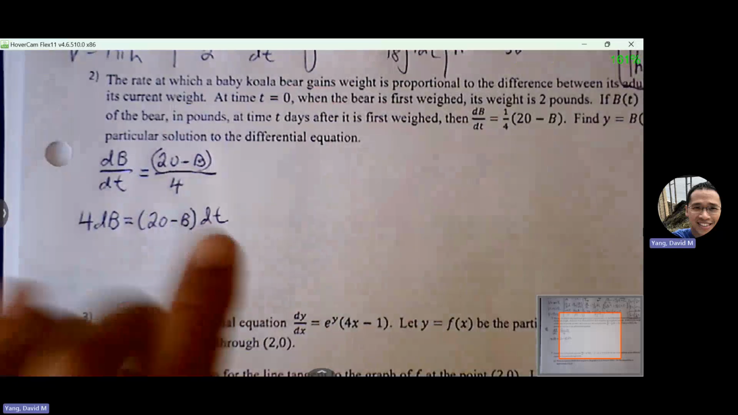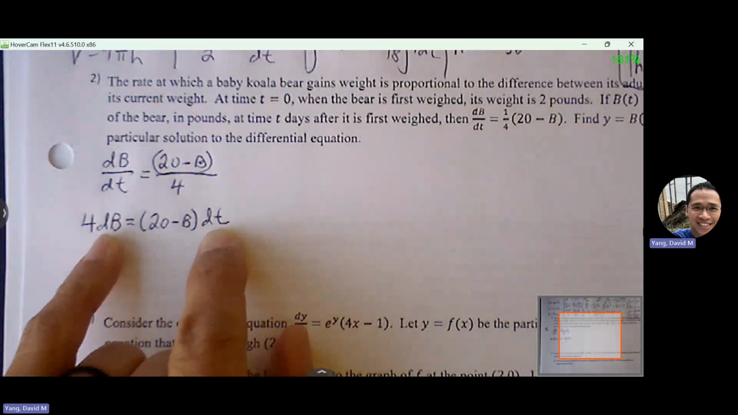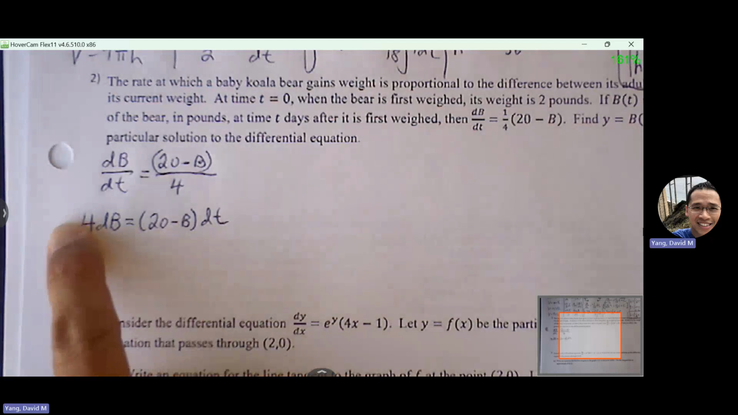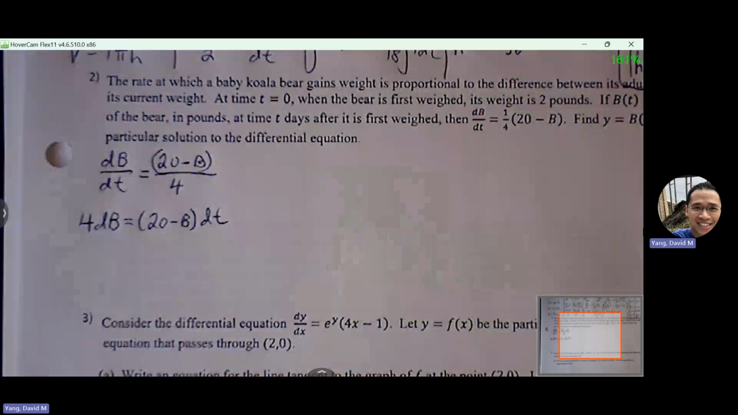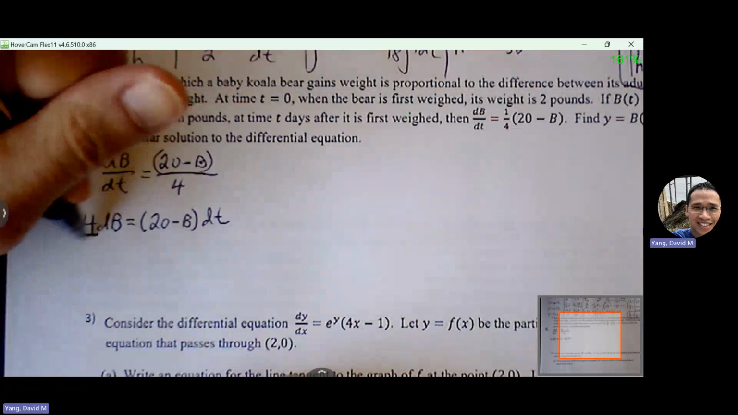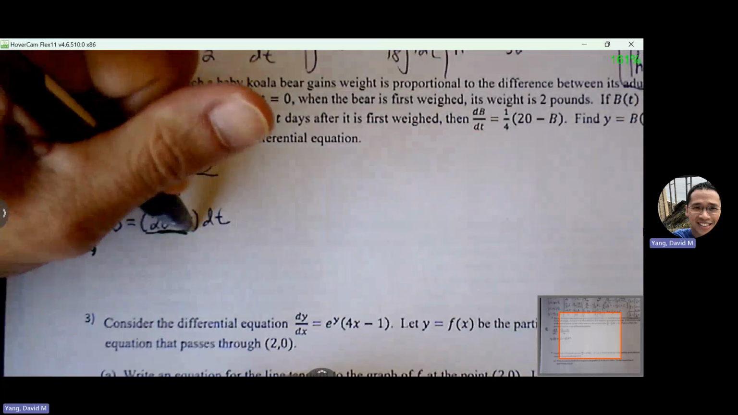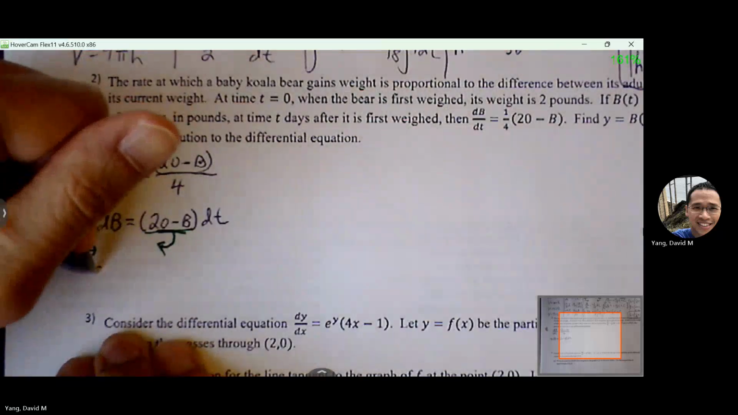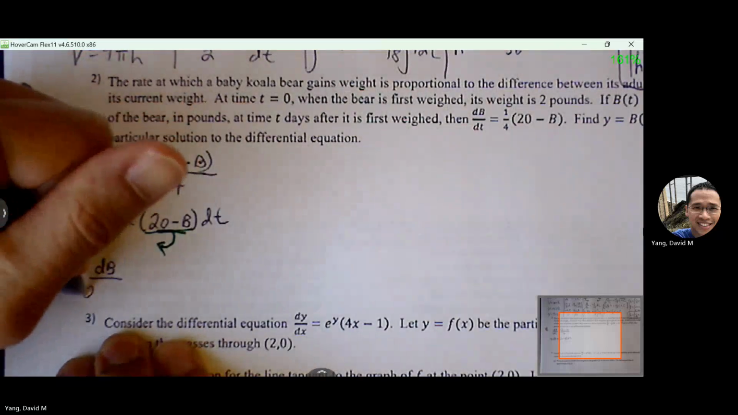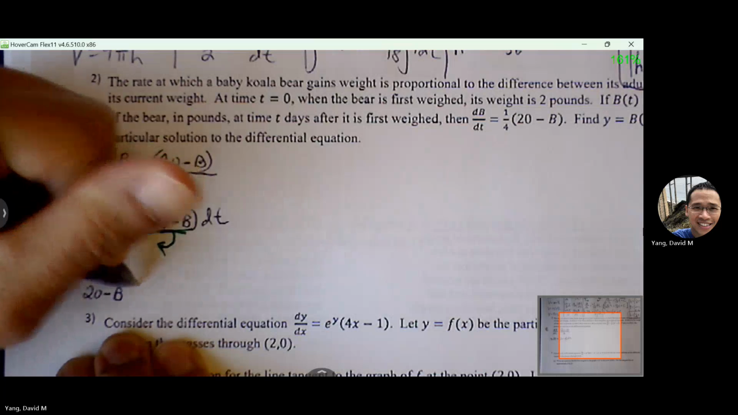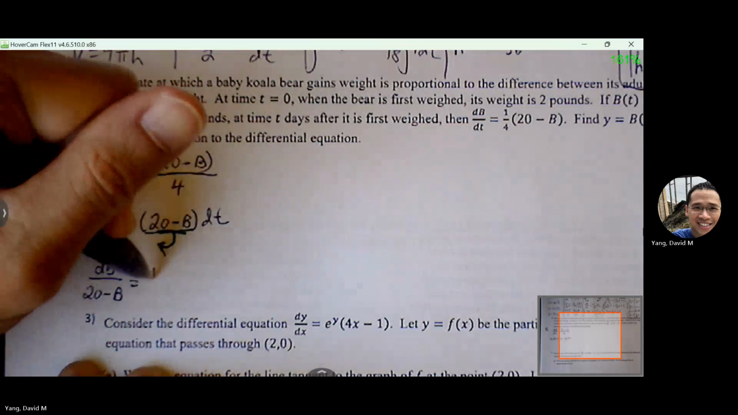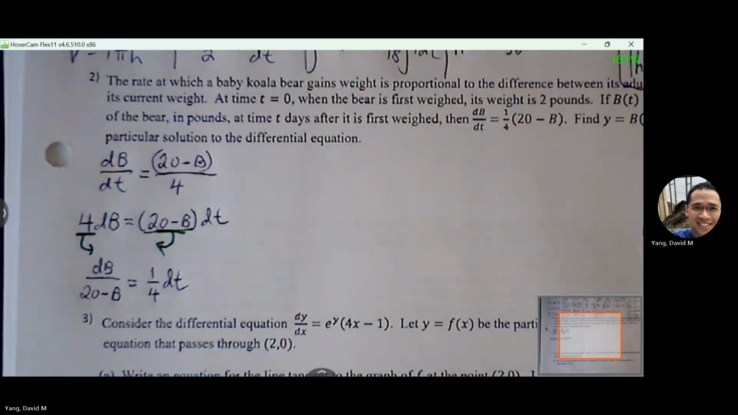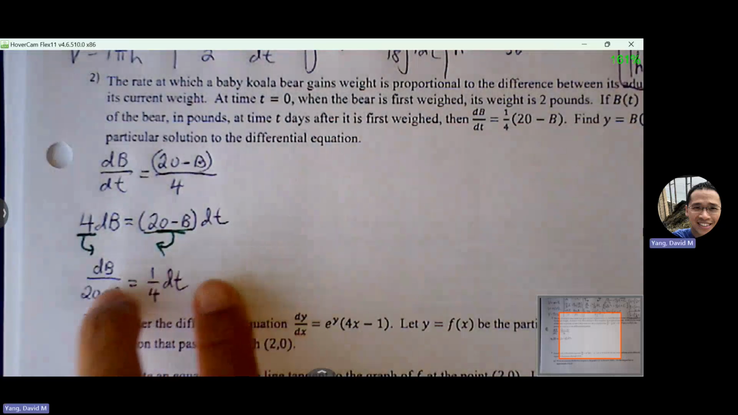All right, we see dB and dt are in their right places, but we have a few things out of place. The 20 minus b needs to come over to the left, and I'm also going to go ahead and move that 4 over to the right. So I'm going to make both swap places, and they're both going to end up in the denominator on the other side. Okay, now we have full separation of variables.